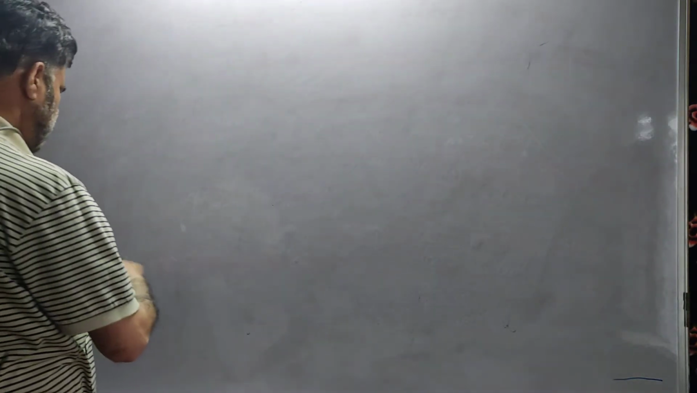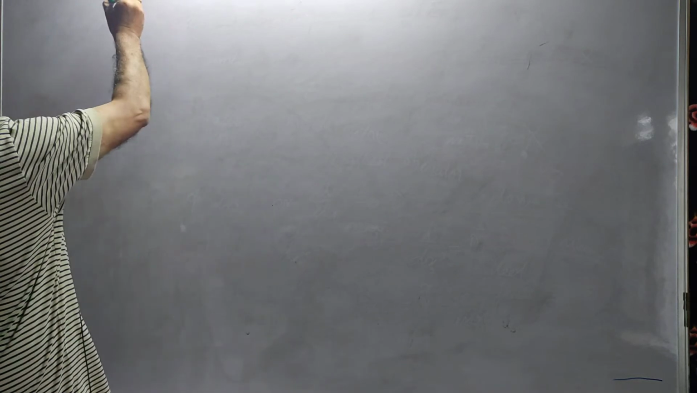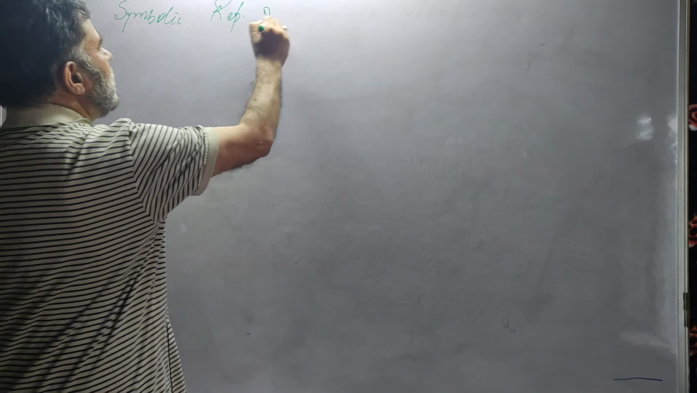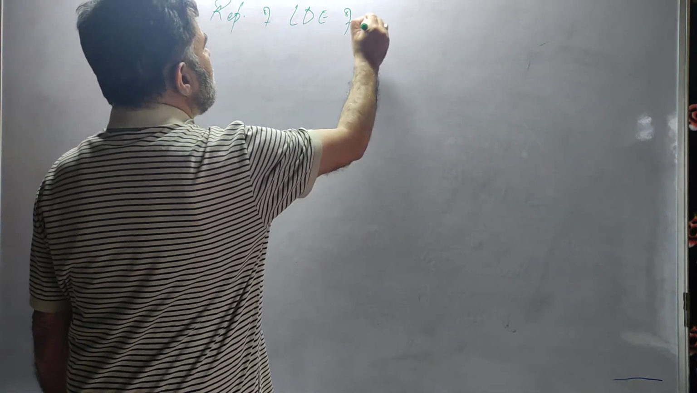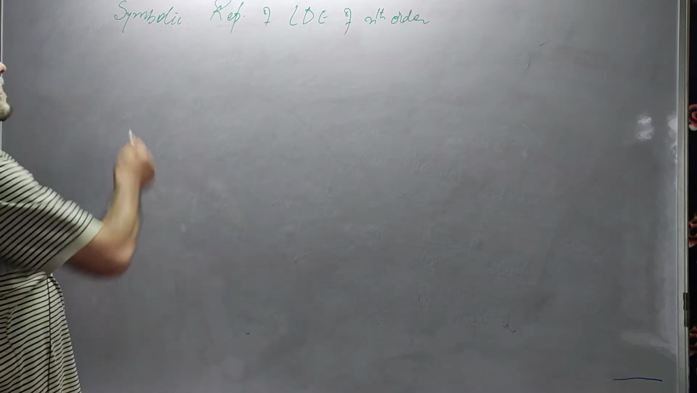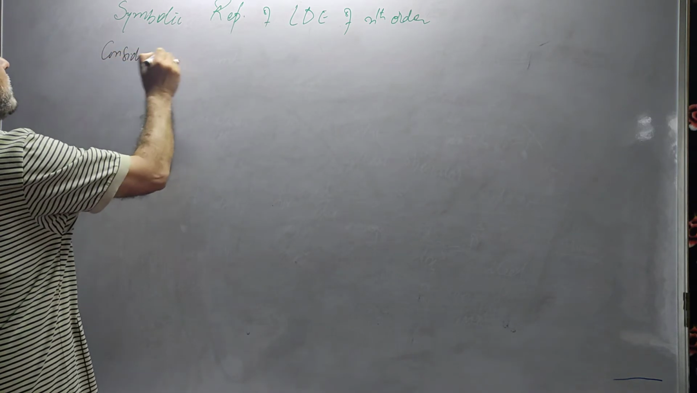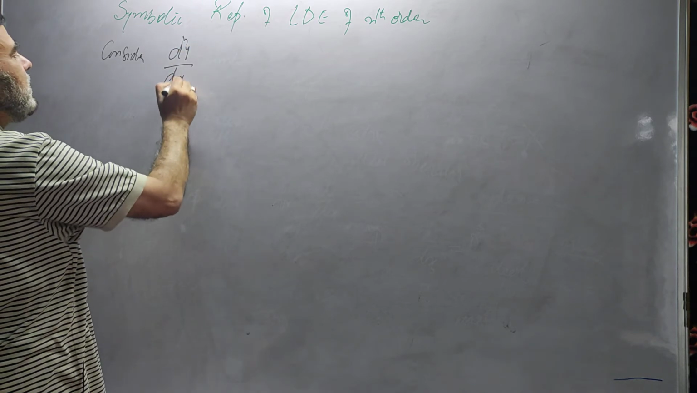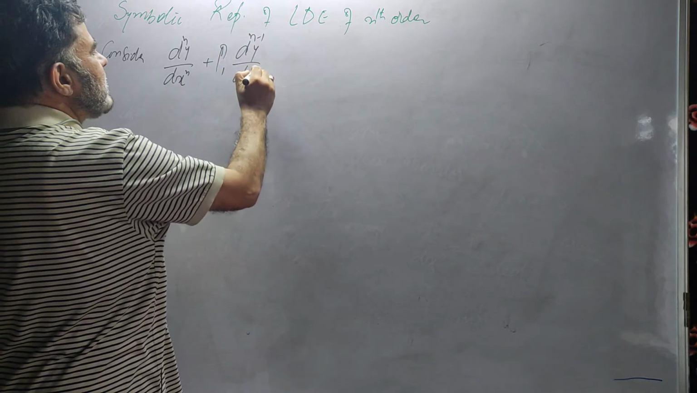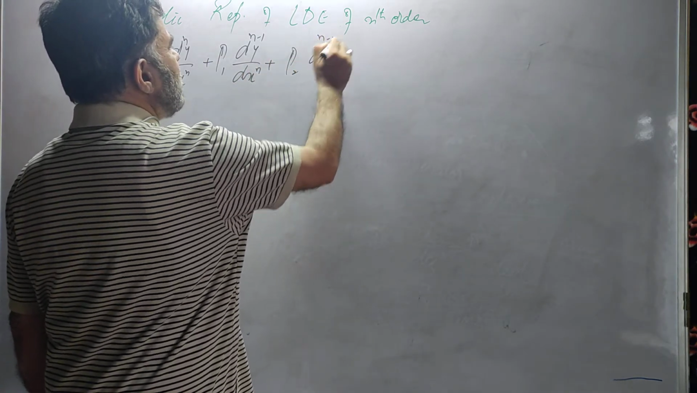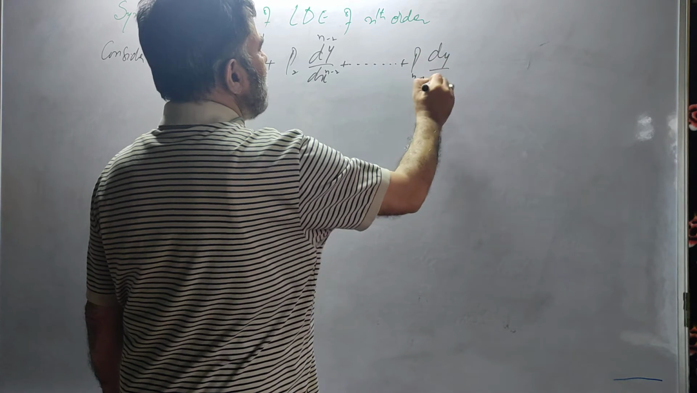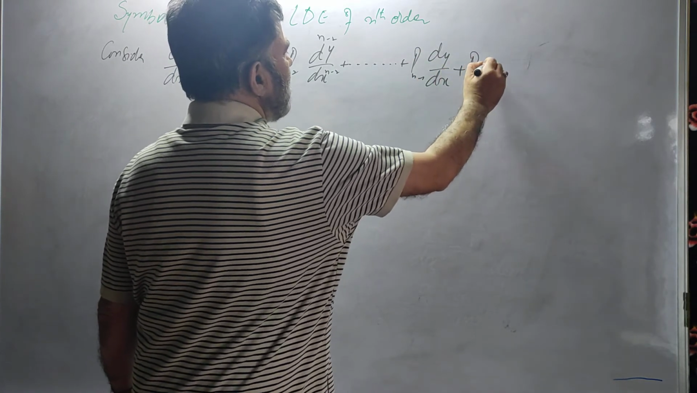Now, on the basis of this symbolic representation of linear differential equation of nth order, again I consider d^n y by dx^n plus p1 d^(n-1) y by dx^(n-1) plus p2 d^(n-2) y by dx^(n-2) plus ... plus p(n-1) dy by dx plus pn y is equal to 0.